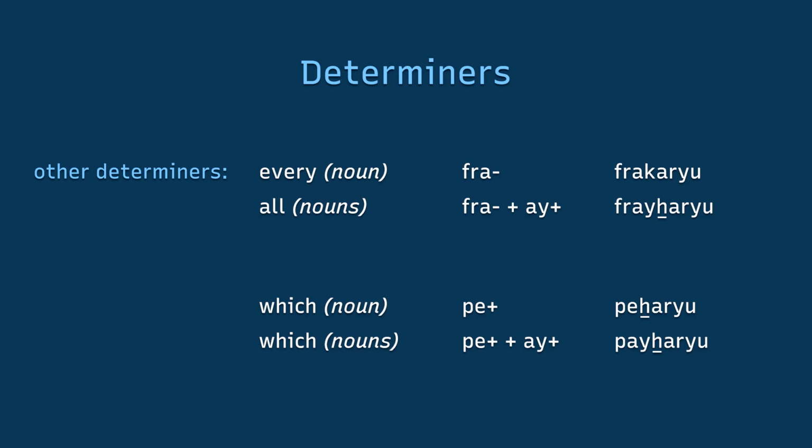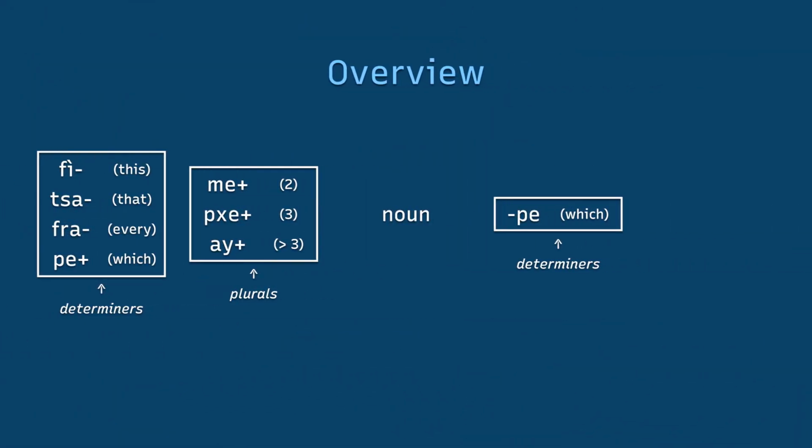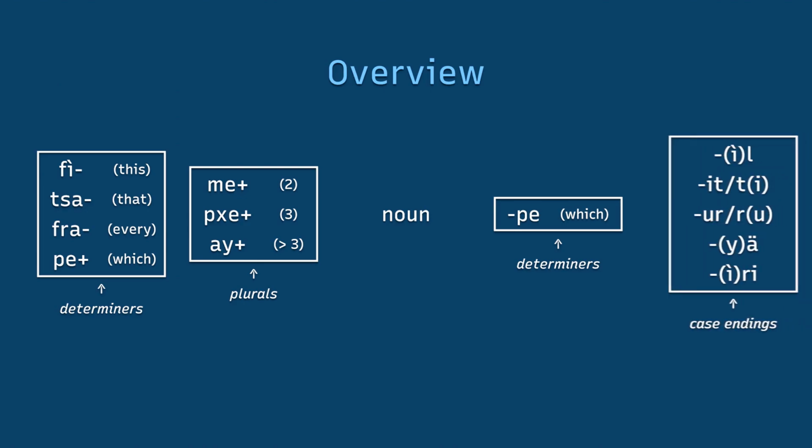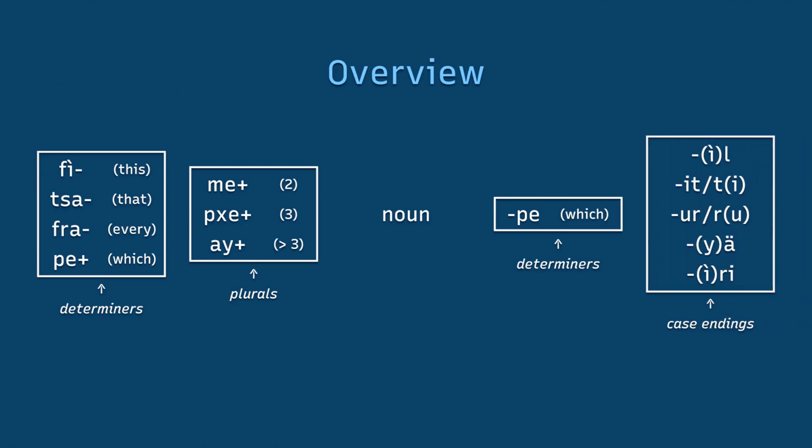Pe is a bit special. As opposed to all other prefixes we've seen so far, it can also come after the noun. In this case, it doesn't cause lenition. Here's an overview of all noun affixes we've seen in this video. There are, in fact, many more. The most important of these are the case endings. These are very connected to how verbs work in NATVI. So, we'll learn about these in the next part of this series, which will be all about verbs.